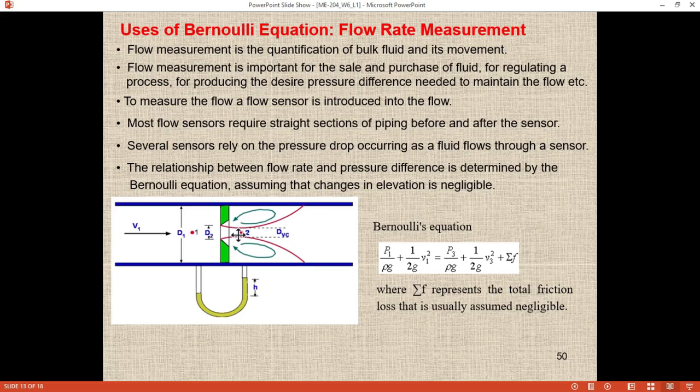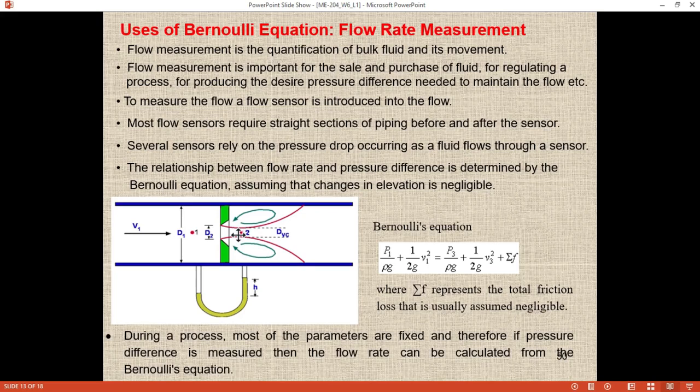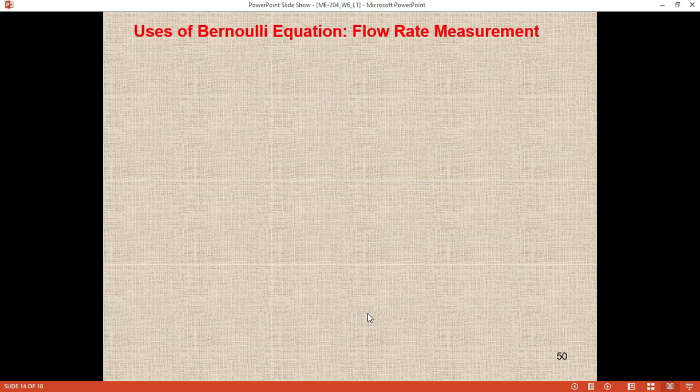Now let's see what types of meters we use to measure the flow rate. During a process, most of the parameters are fixed, and therefore if the pressure difference is measured, then the flow rate can be calculated from the Bernoulli equation. In the equation you have two things, pressure difference and velocity. If you are able to find the pressure difference, you are able to find the velocity. If you find the velocity, you can easily calculate the flow rate using the equation Q equals VA. Let's go to the next slide.